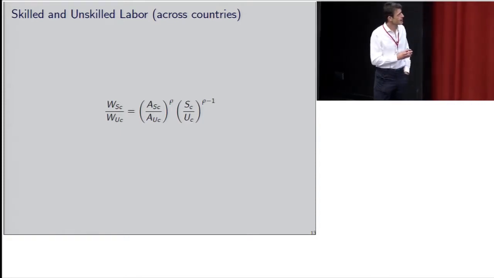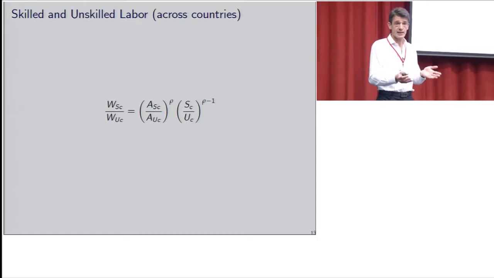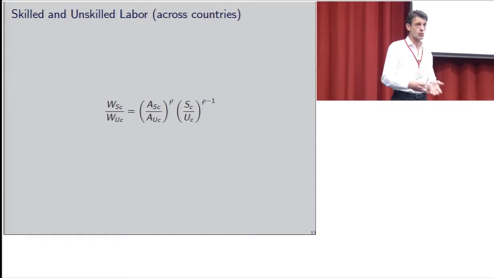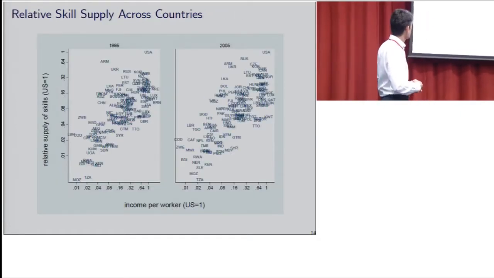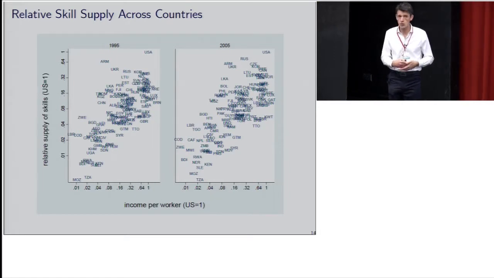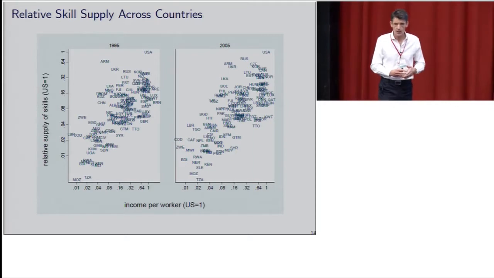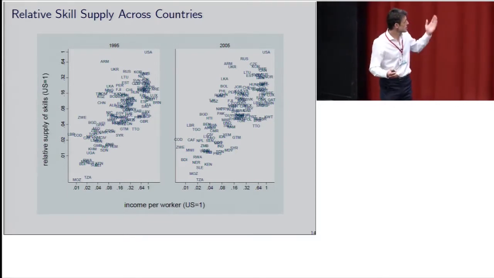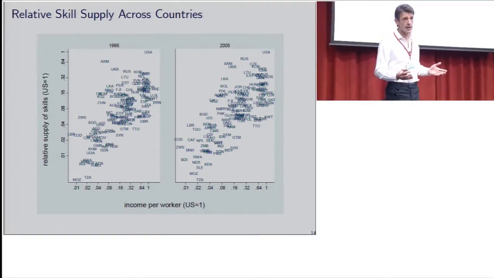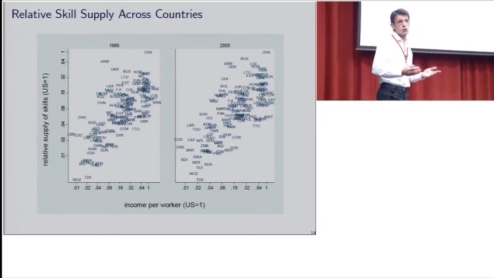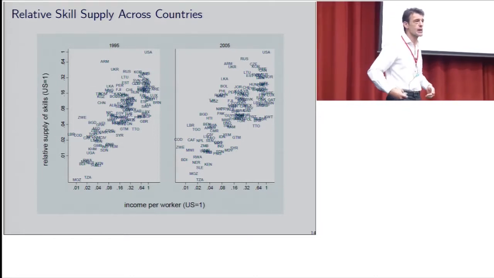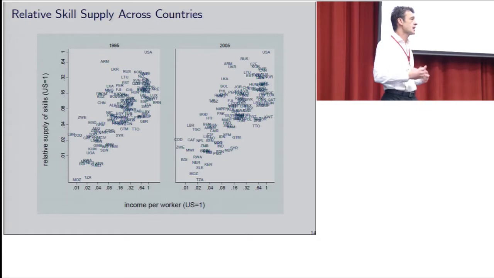Before I show you the skill bias term, let me show you the raw data, the input that goes into this calculation. So this is the relative supply of skills across countries. I have two years, 1995 and 2005. And this is plotted against income per worker on a log scale. So what you see here is what you would expect: the relative supply of skills is much higher in rich countries.